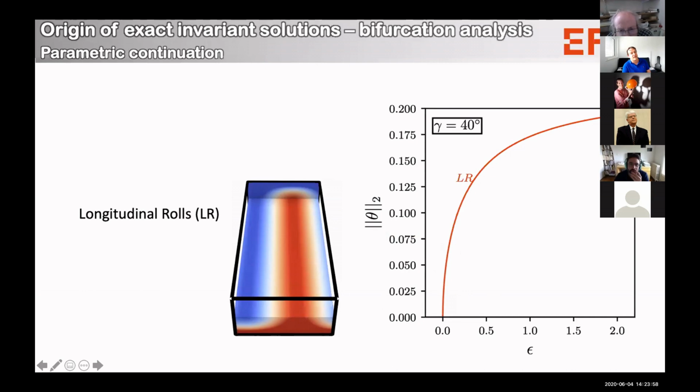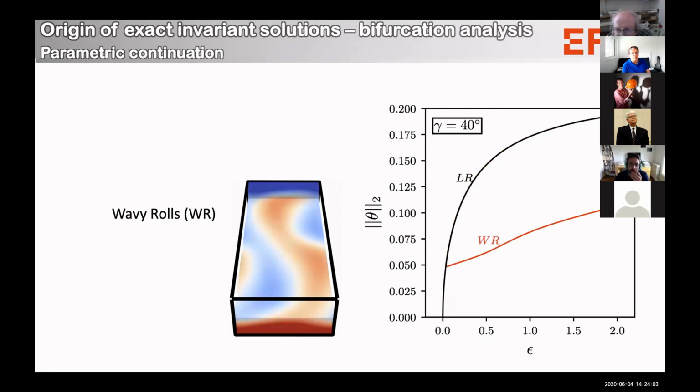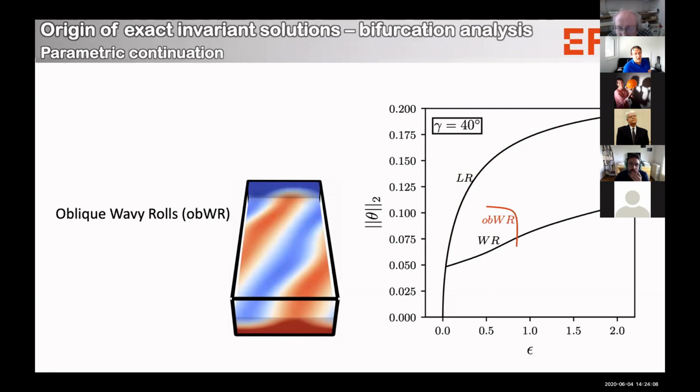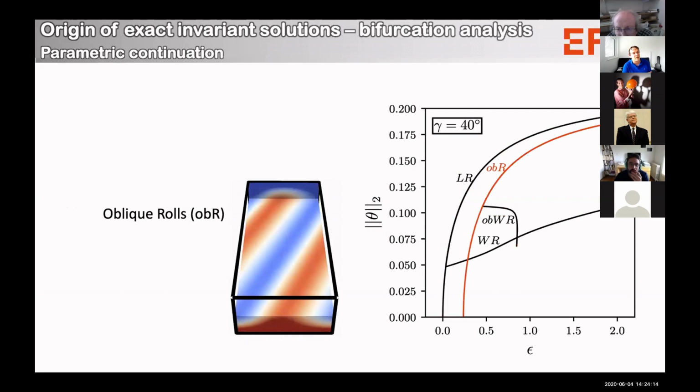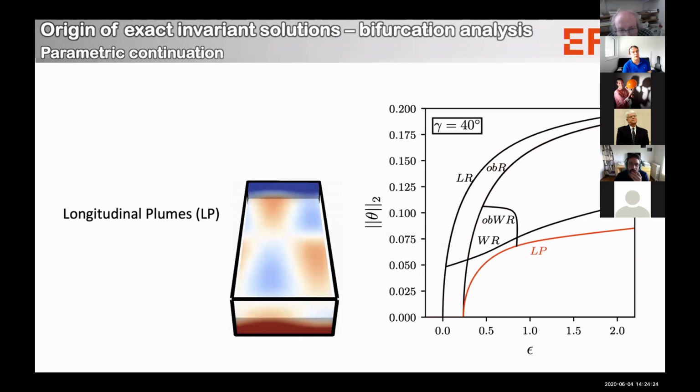Then our wavy rolls, they bifurcate from the longitudinal rolls in a pitchfork bifurcation. The oblique wavy rolls terminate on both sides. On the left-hand side, they are terminating on the oblique rolls in the same way how the longitudinal rolls and the wavy rolls are connected. On the upper side, they terminate on a new branch that we didn't know before. These are the so-called longitudinal plumes.